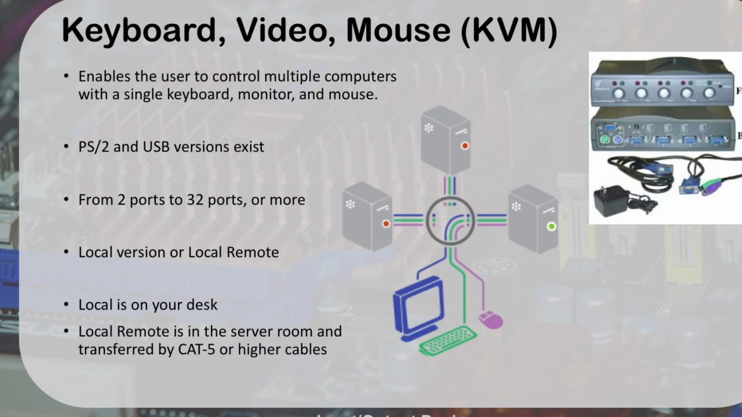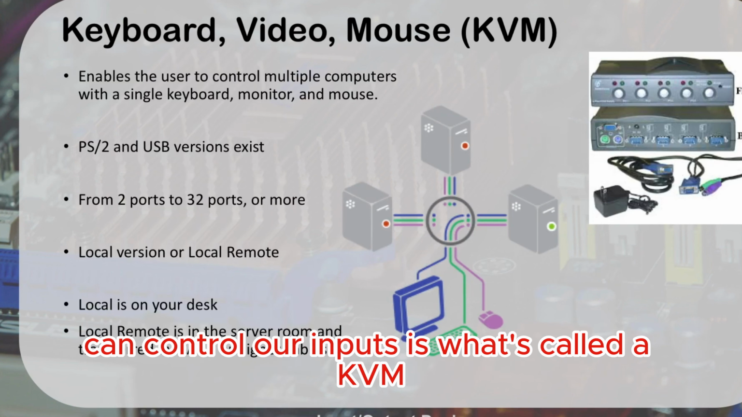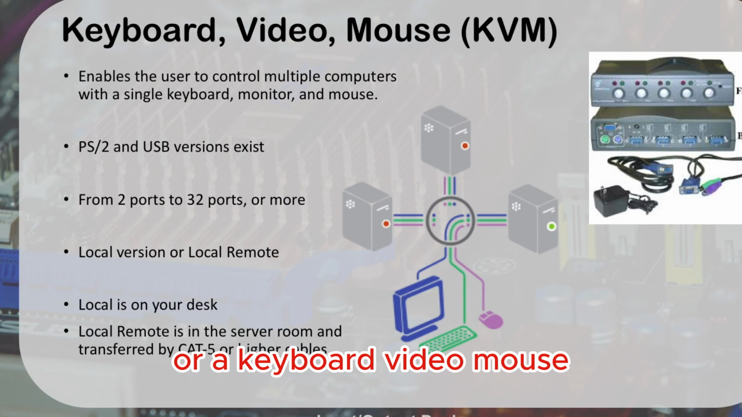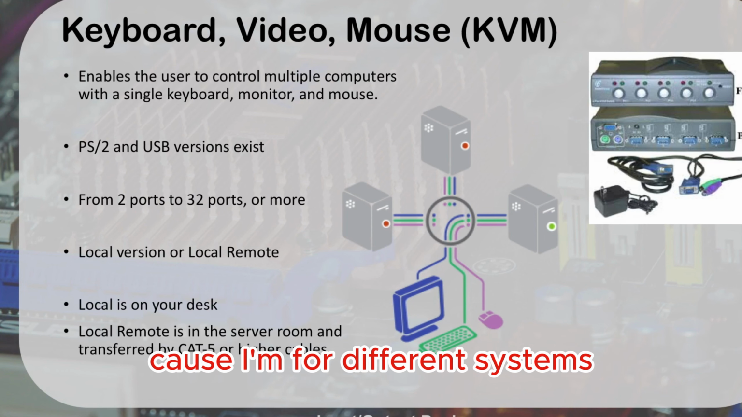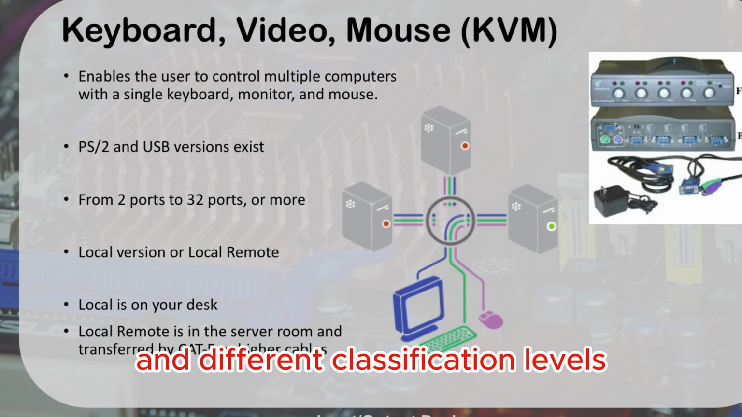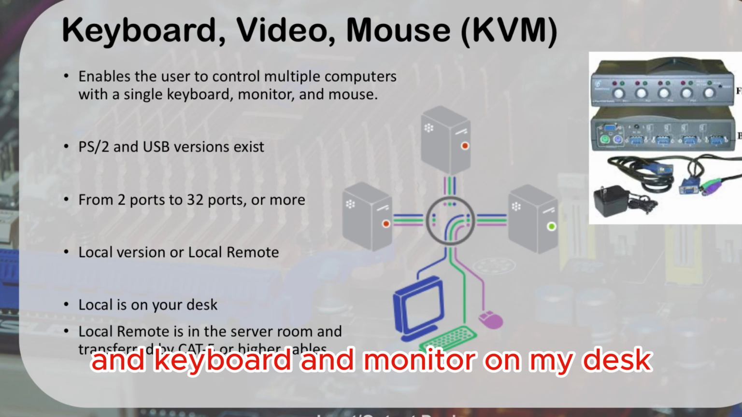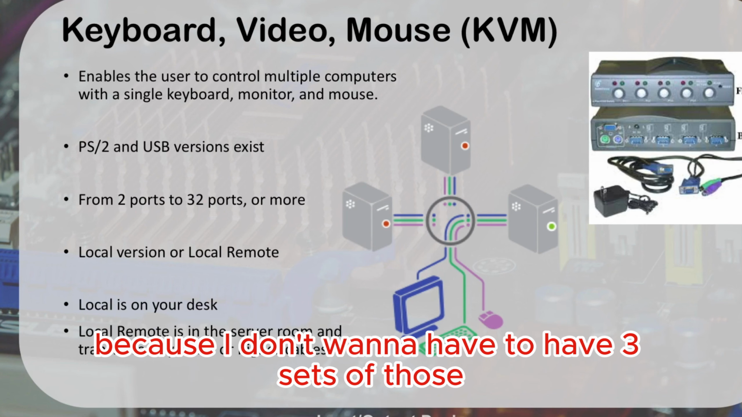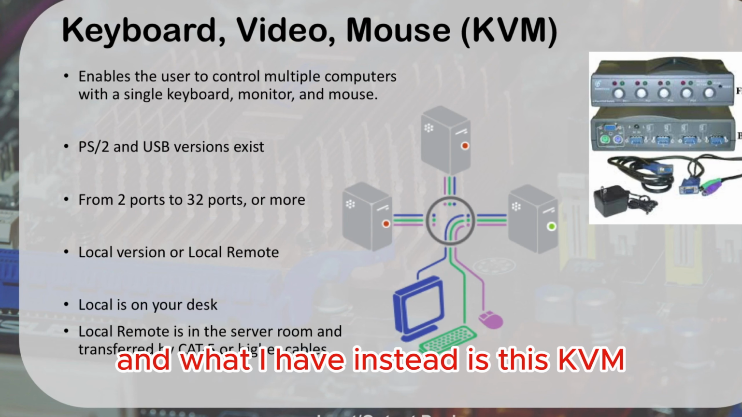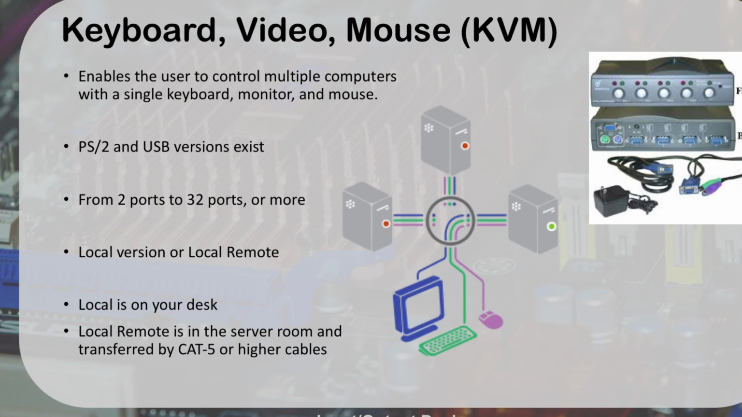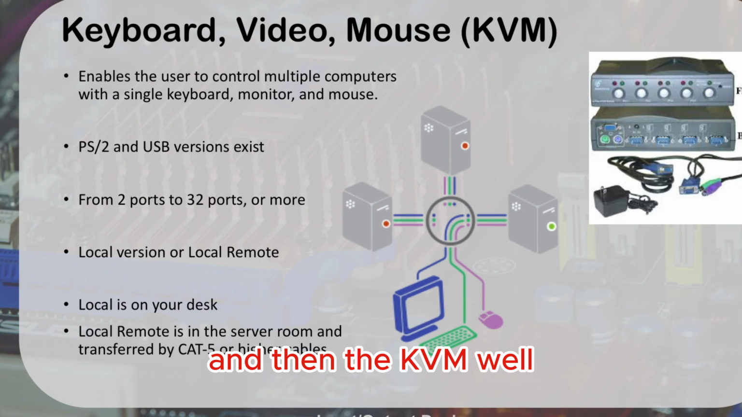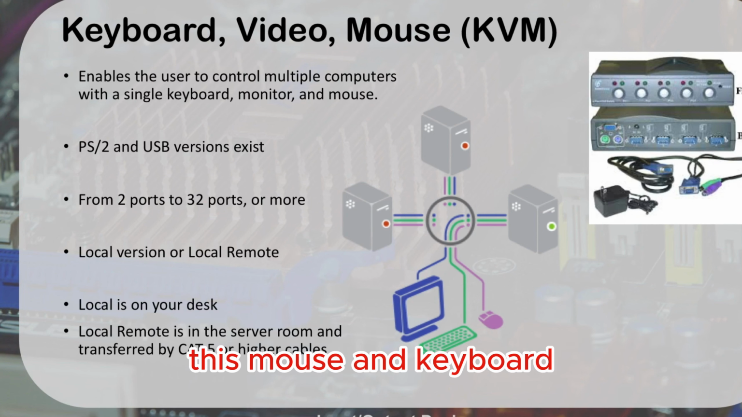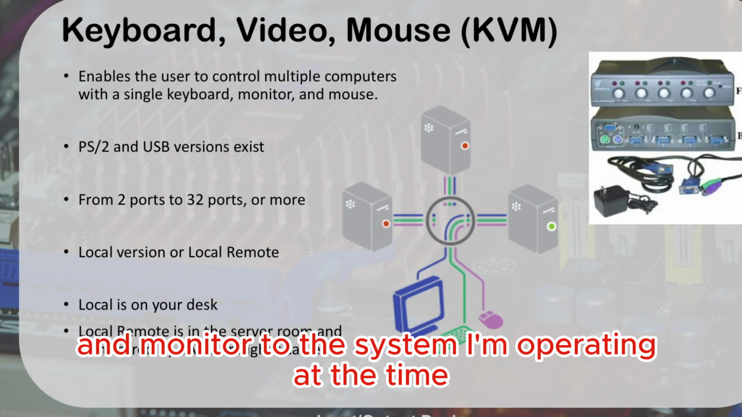Another way that we can control our inputs is what's called a KVM, or a keyboard video mouse. Where I work, I actually have 3 computers under my desk for different systems and different classification levels. But I only have 1 mouse, keyboard, and monitor on my desk because I don't want to have 3 sets of those. What I have instead is this KVM. Each of the computers connects to the KVM, and then the KVM will switch this mouse, keyboard, and monitor to the system I'm operating at the time.